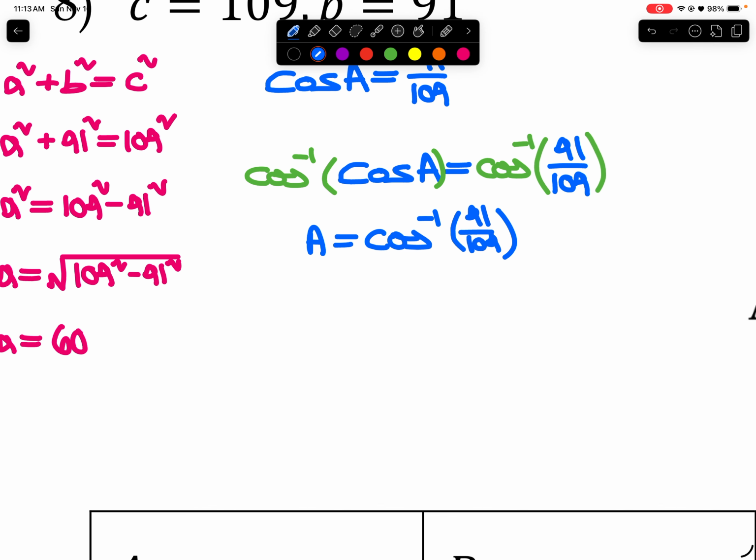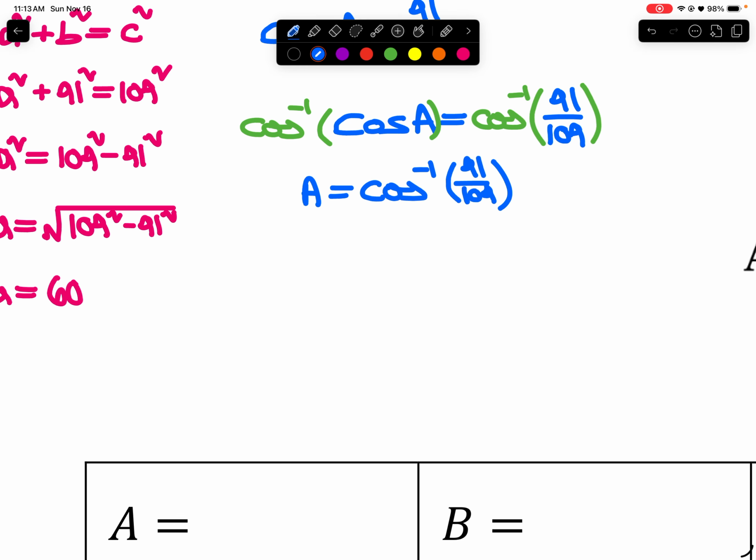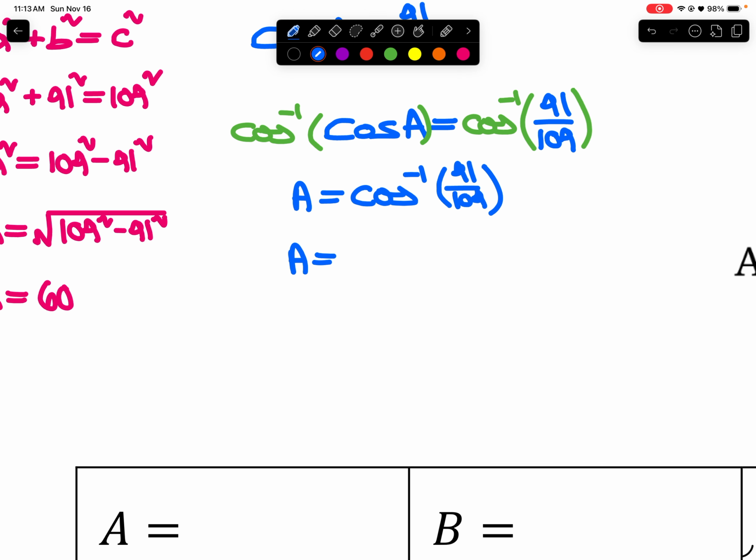Now that you have your A value isolated, I'm ready to go to my calculator and type it in. So this is the exact form, and I want the approximate form. I want inverse cosine, so on the Casio, to get the inverse, you press shift cosine, and that's 91 over 109. And that's going to give you an angle value of 33.398 degrees.